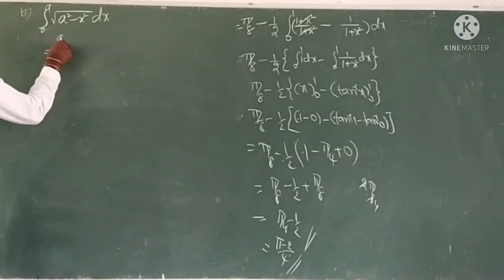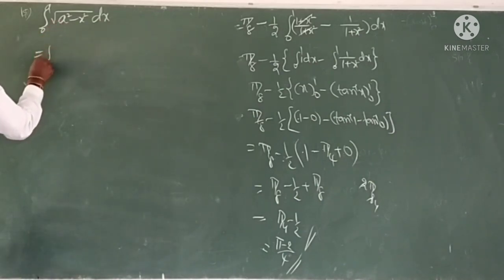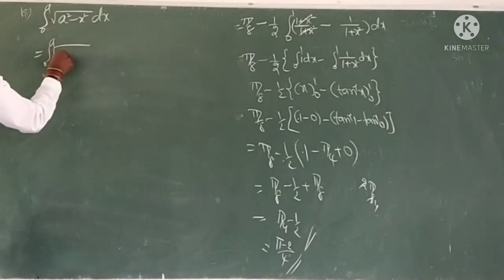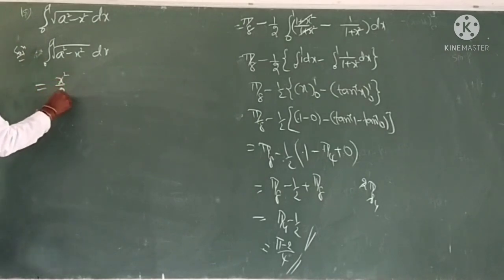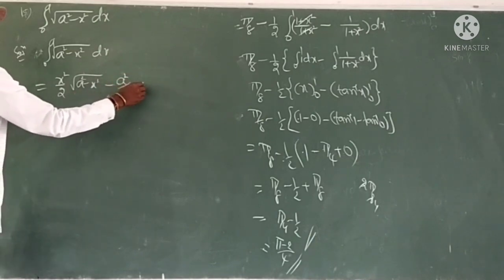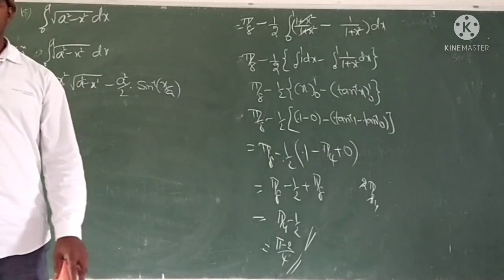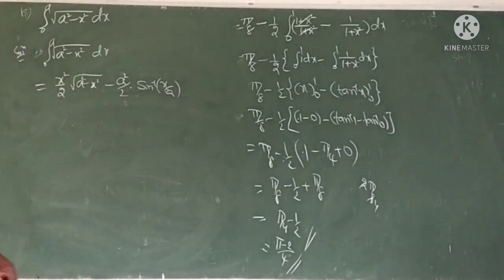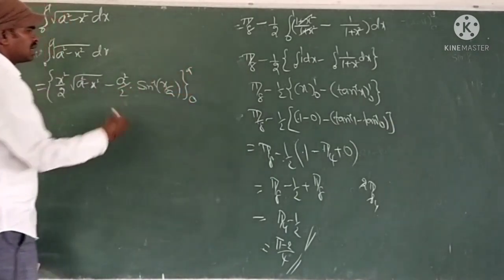So 0 to a as it is. 0 to a integration of root of a square minus x square dx. Solution. For this, the formula is x by 2 into root of a square minus x square plus a square by 2 into sine inverse x by a. Am I right? Check it once. This is the formula. If you know the formula, substitute the interval 0 to a and simplify, we get the answer.